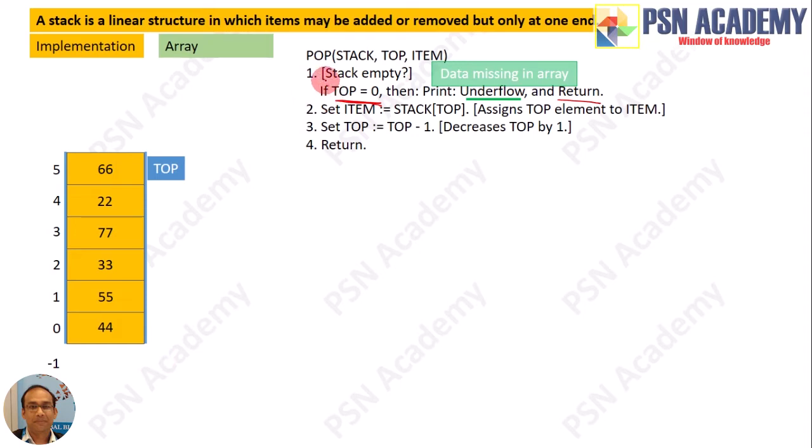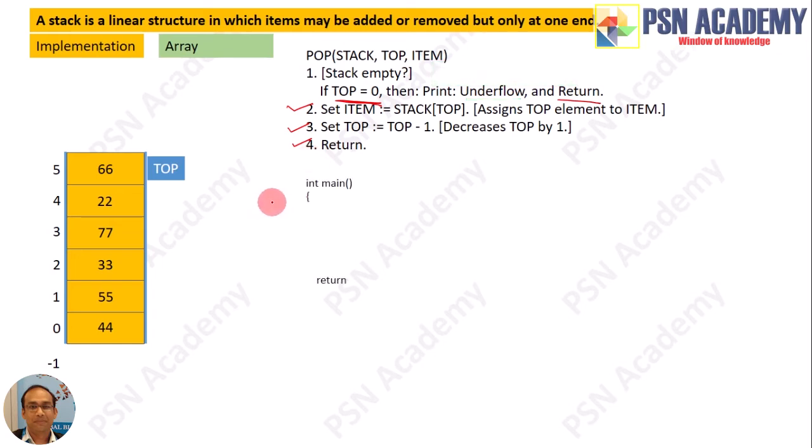Now if this step 1 gives you false, then of course you should move to step 2. And step 2 says that item is set to stack top. That means the topmost element will be stored inside the item. After that, you decrement the top by 1 and then you return from the function.